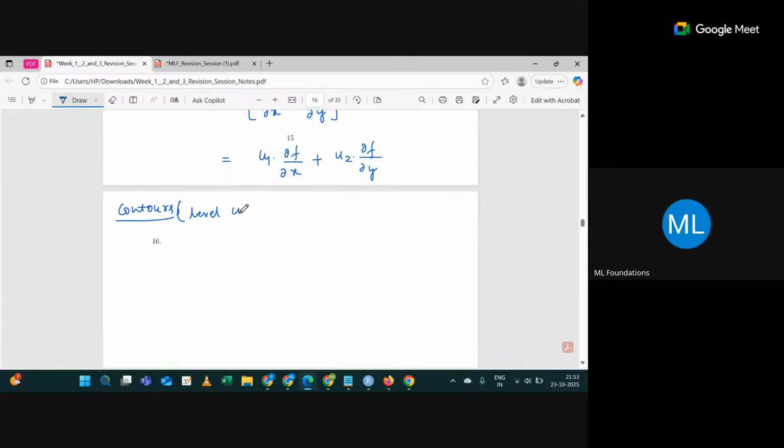Yes or no? Yes. Okay, these are the level curves. These are obtained by slicing this surface with planes which are parallel to the xy plane.